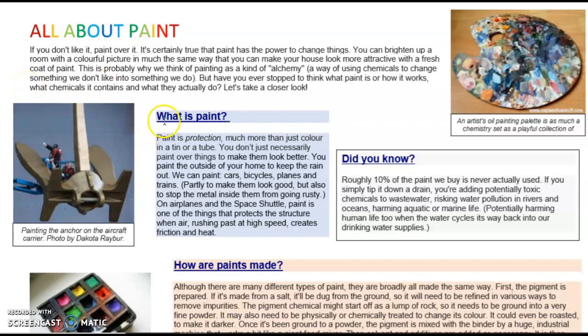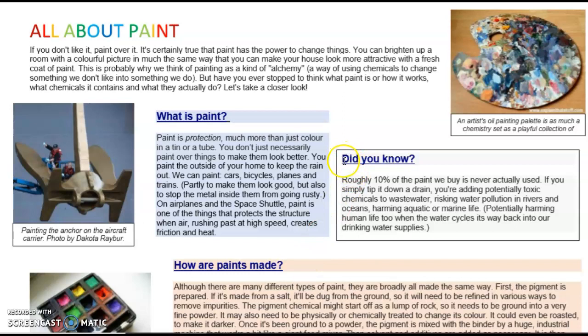If we look at the layout features, this text is made up of subheadings. Okay, we have subheadings because they organize our information. The first subheading is what is paint? So that means this group of sentences here will explain to us exactly what paint is. Then the next subheading is how are paints made? So this will tell us the process, the instructions and details of how paint is made and created.